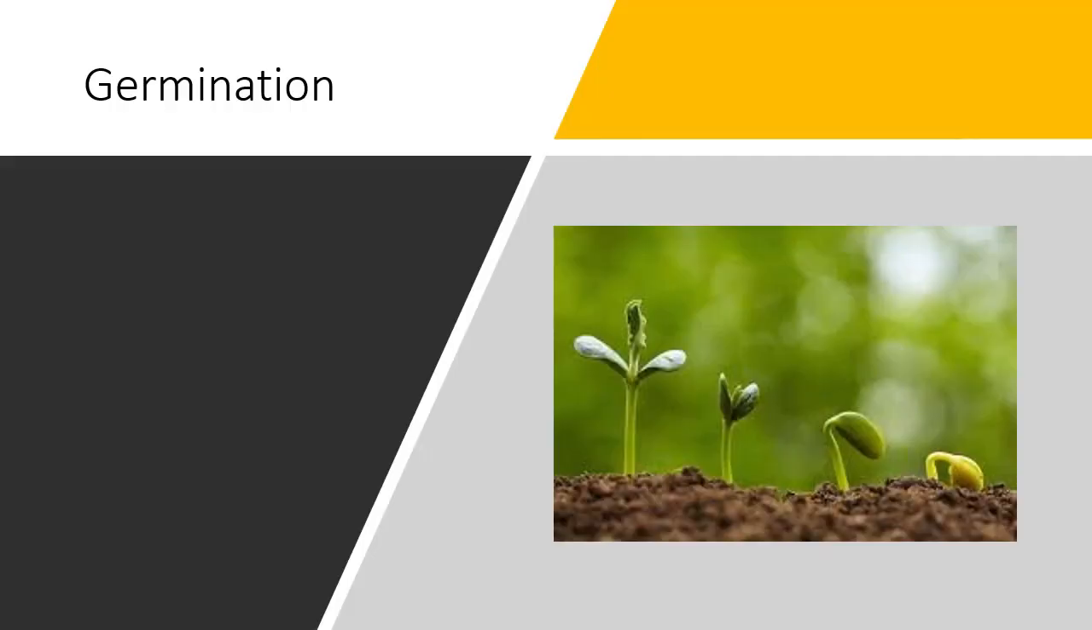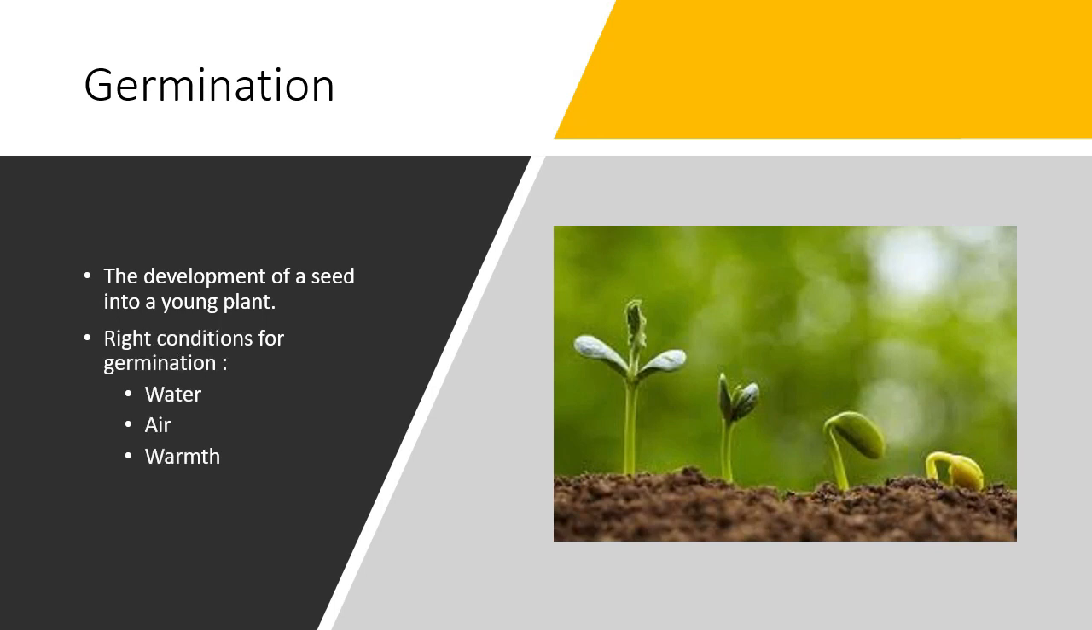Right after the seeds are dispersed away from the parent plant, it's time for the seeds to grow into a young plant. And this is what we call germination. So we can say that germination is the development of a seed into a young plant.